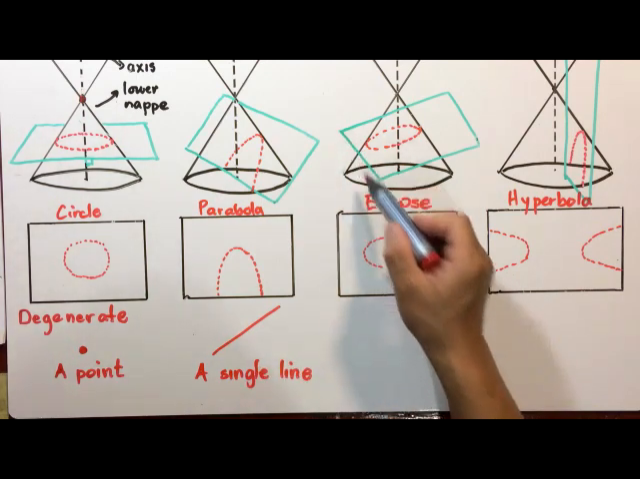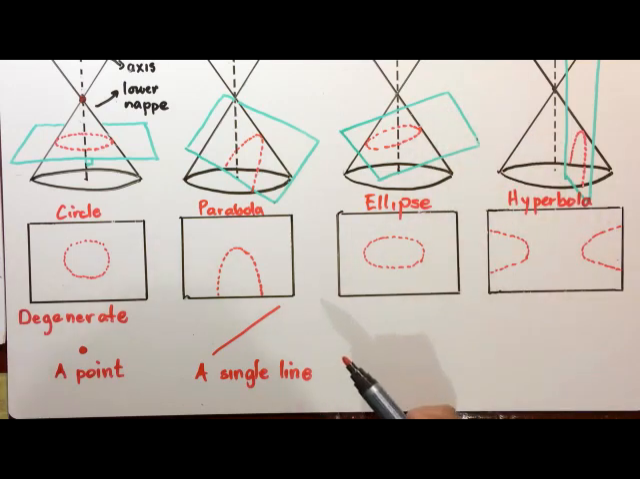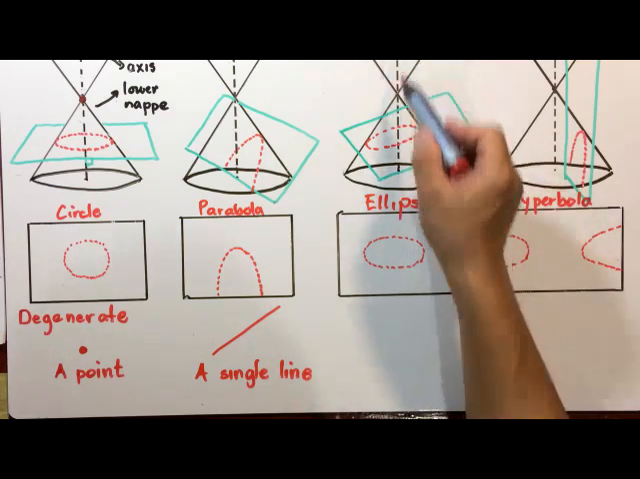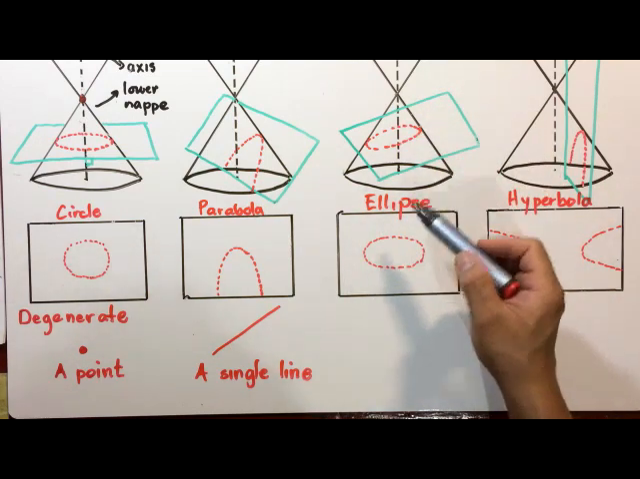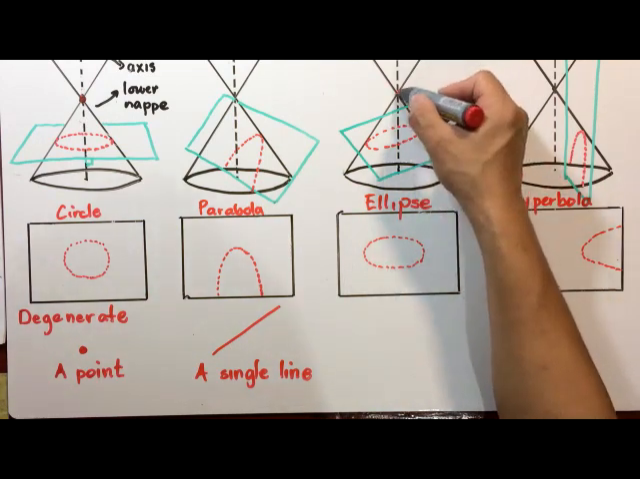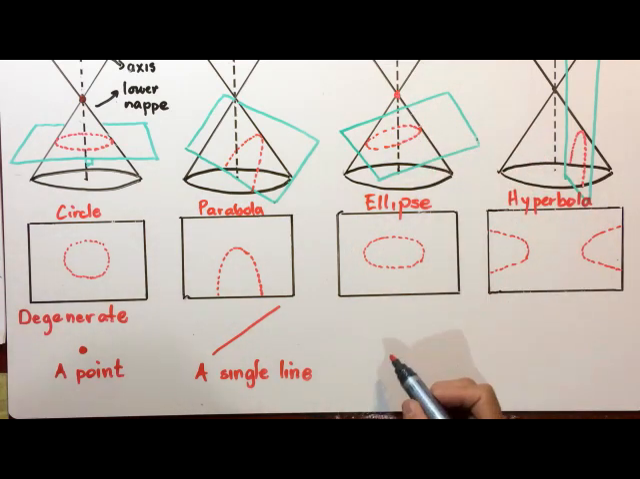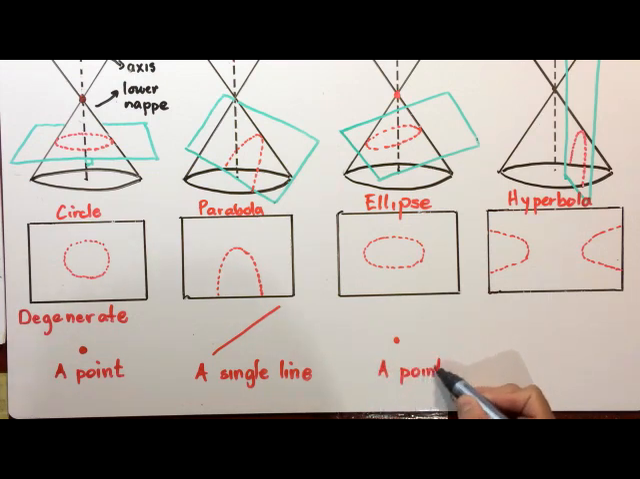Now, if the cutting plane is not perpendicular to the axis of the conic, not parallel to the side, but it passes through the vertex, what figure can you form? I think you can guess that you can still have the intersection of a point. And that is also a degenerate case.